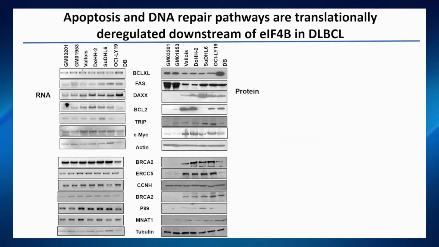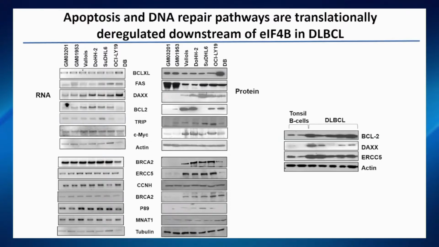So the RNA is the same, the proteins are up because you're driving the translatome, not the transcriptome, by having high 4B. And again, we've managed to validate what we had either on tissue microarrays, or these are just samples from patients, from a biobank. And we have high BCL2, high DAX, high ERCC5, for example, in our tumour samples.